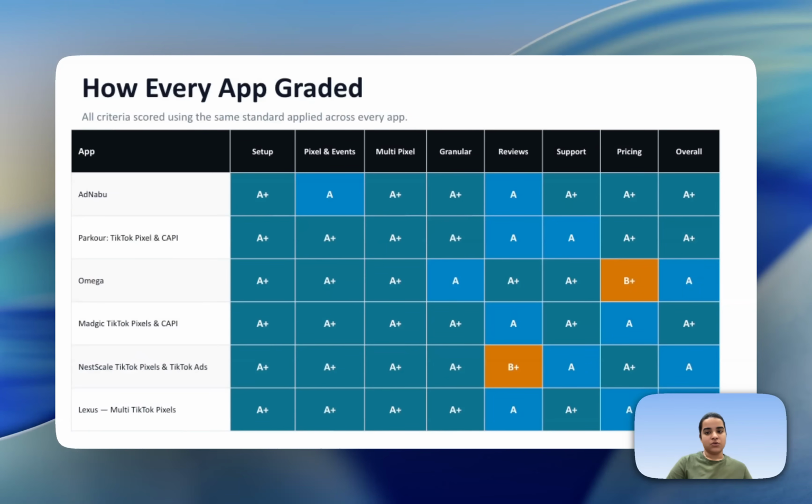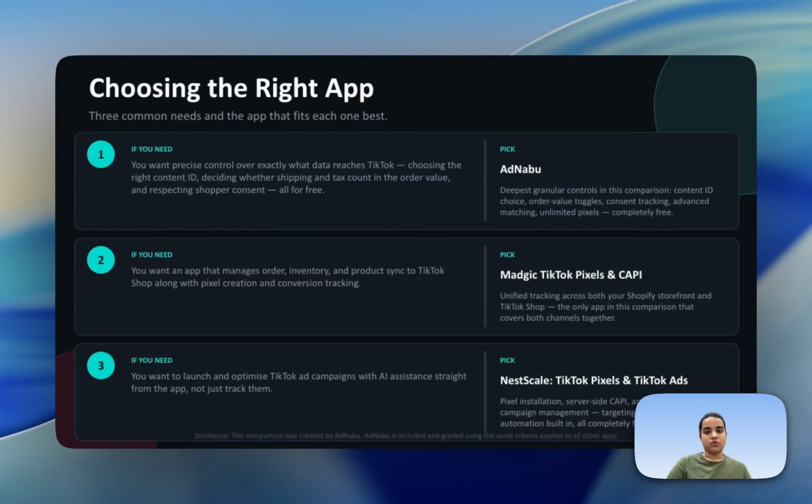Now the final question, which one is right for your store? We looked at 6 apps, they're all capable, they all pass the same filters, but they're not the same app and the differences matter depending on what you actually need. If granular controls is your priority, choosing what content ID reaches TikTok, controlling whether shipping and tax are included in your purchase value, and tracking visitor consent, AdNabu is the only app here that gives you all of that, and it does so completely free.